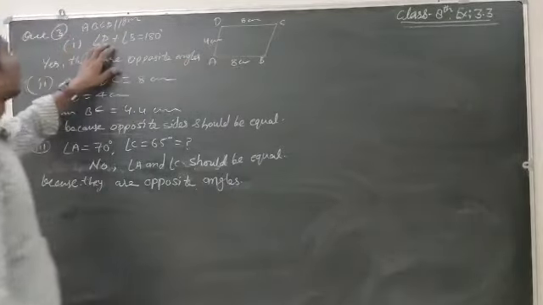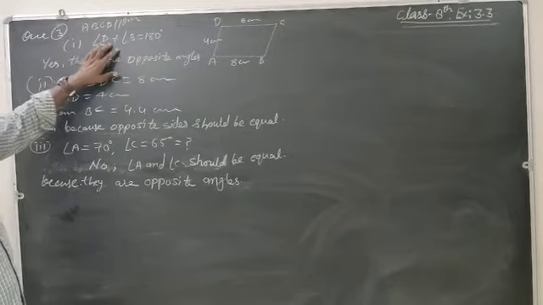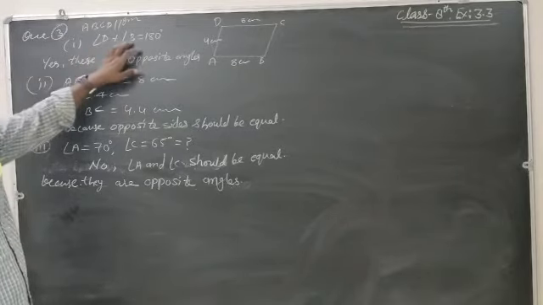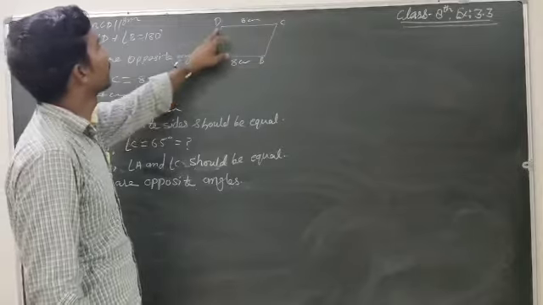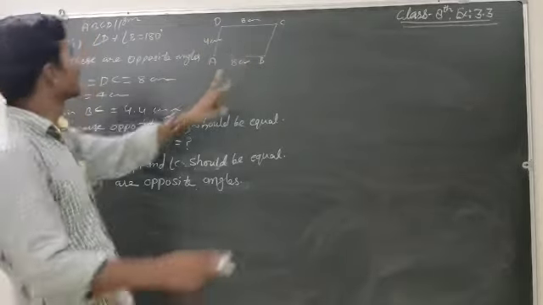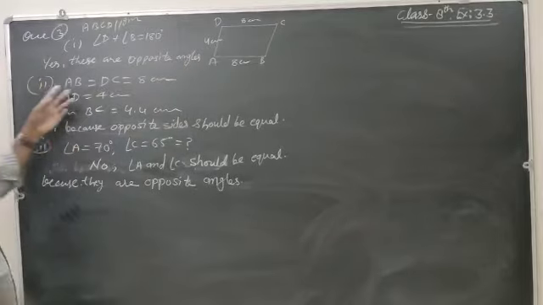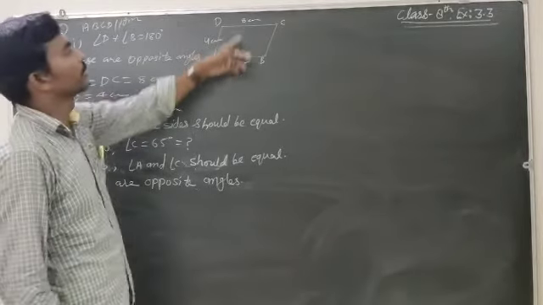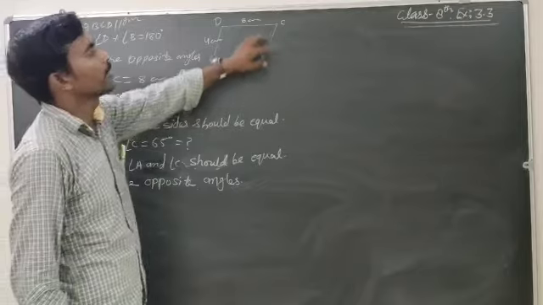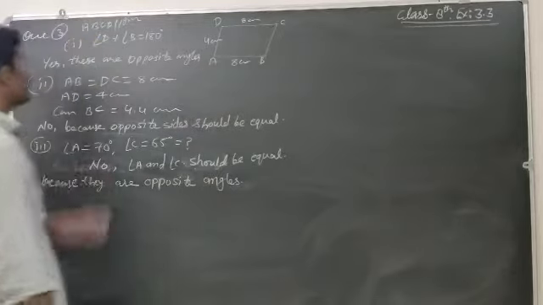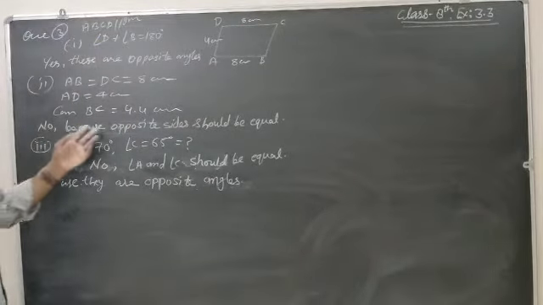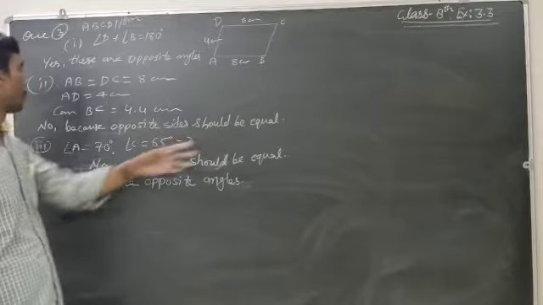Now it comes to question number 3. ABCD is a parallelogram. Angle D plus angle B equals 180. Yes, these are opposite angles. AB and CD are 8 centimeters, AD is 4 centimeters. Is BC equal to 4.4 centimeters? No, because opposite sides should be equal.